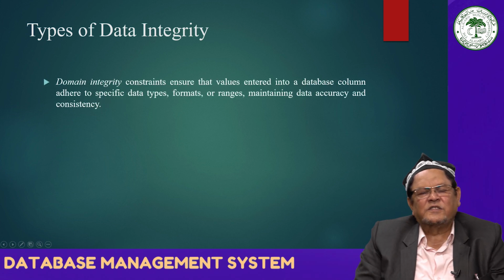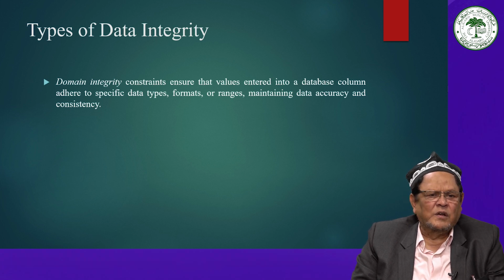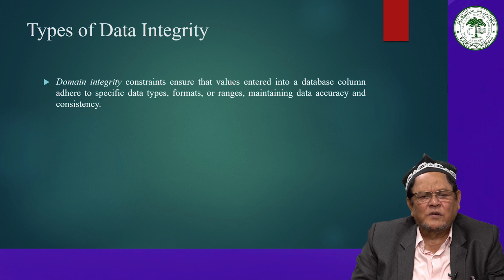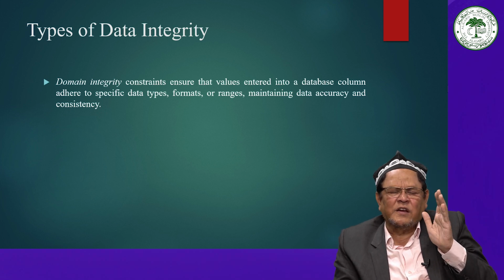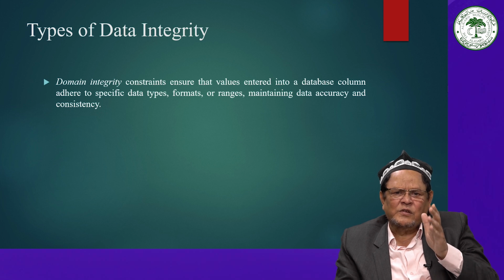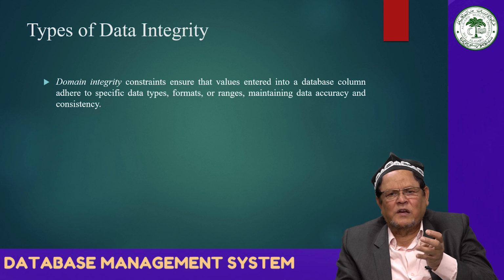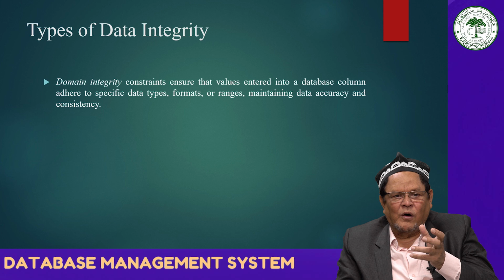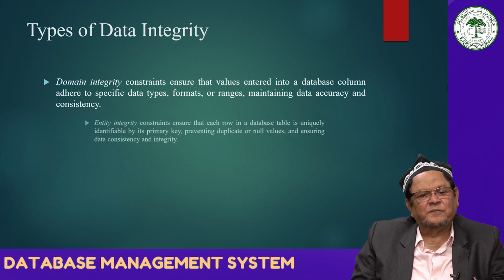Domain integrity constraints ensure that the value entered into a database column adheres to specific data types, formats, or ranges, maintaining data accuracy and consistency. It means when you are creating a database, there you have some columns. You have to define the specific data types. It may be Boolean, character, or numeric, whatever format or ranges there are, for maintaining data accuracy and data consistency.